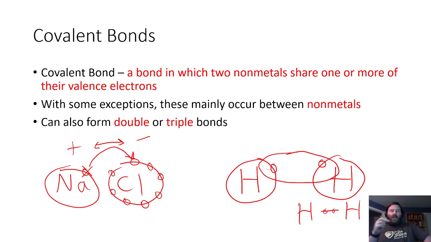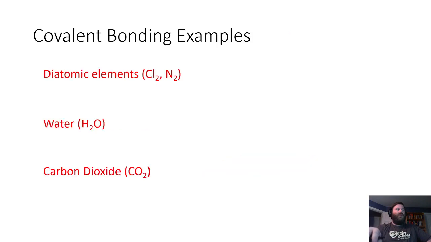But this is the main difference: they share electrons instead of donating electrons, which is an ionic bond. Okay, so here are the examples. Diatomic elements, that's basically like what I did with hydrogen.